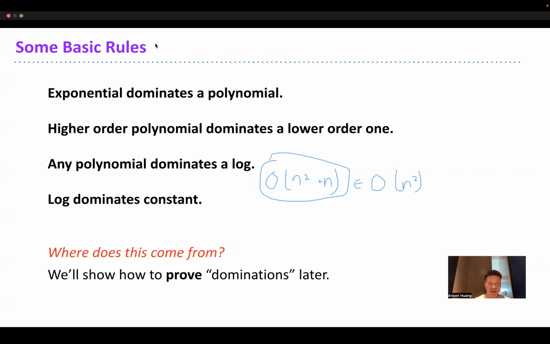Any questions about what dominates means or which one's bigger than the other? All right. We clear out these annotations.